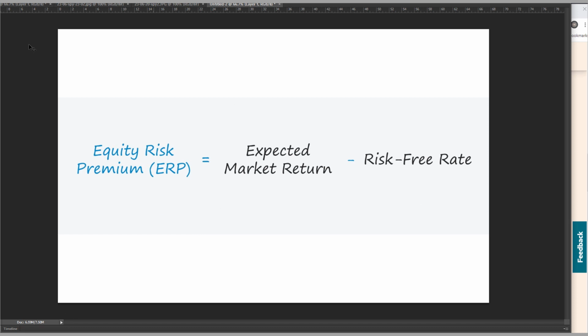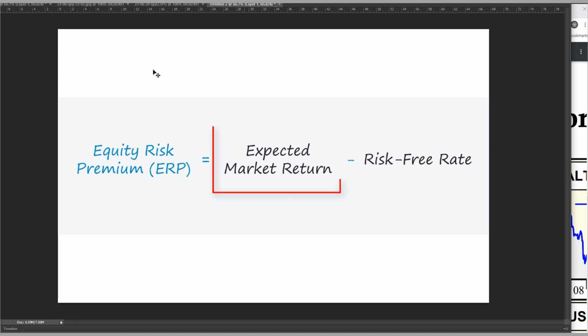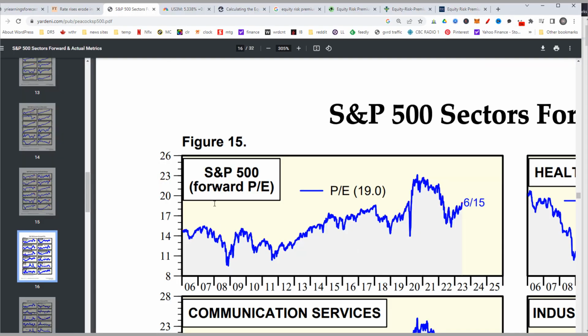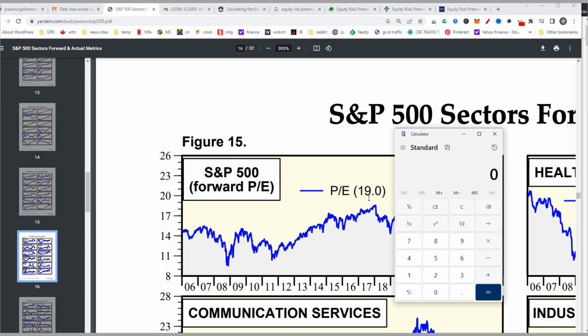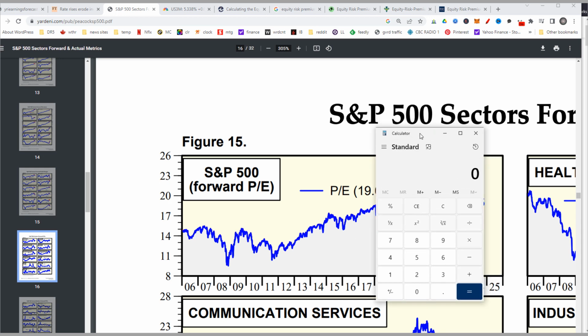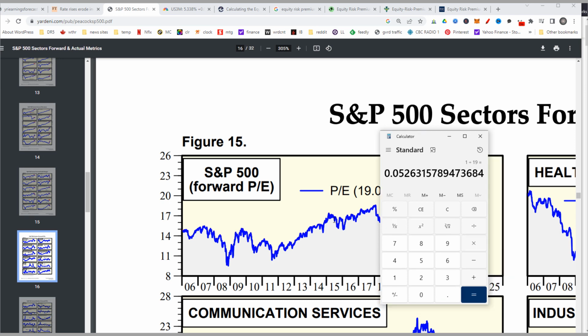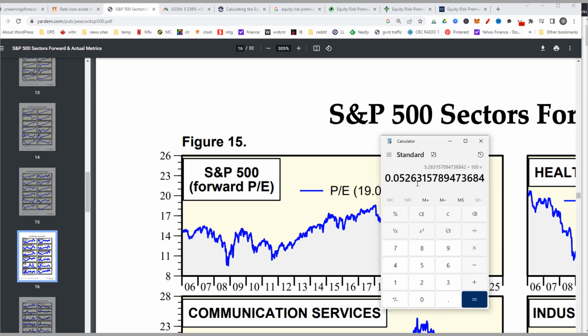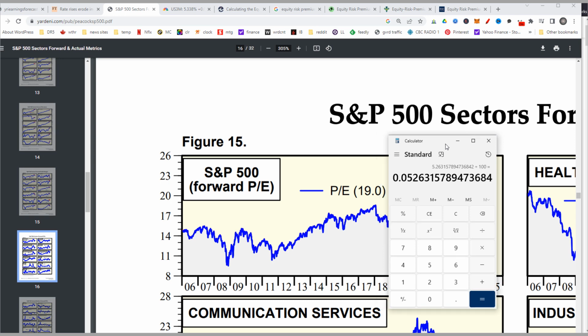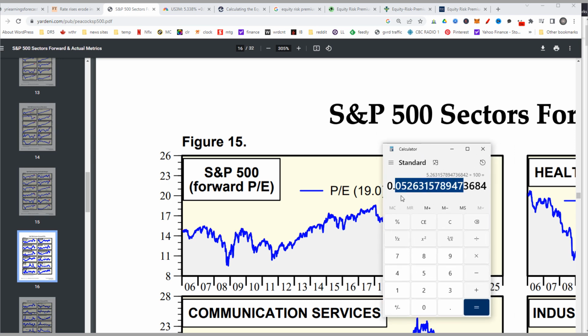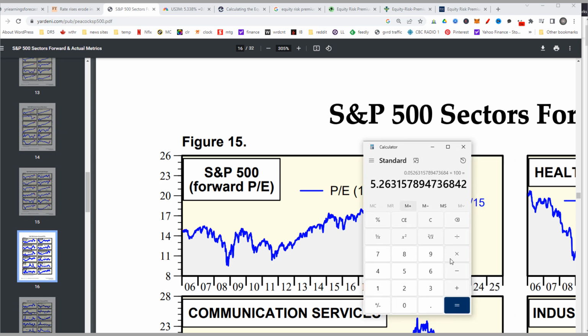So what is the risk premium for the market today? Well, to figure out the expected market return, all we have to do is take the inverse of the PE ratio. So I'm going to be using the forward PE ratio of the S&P 500 sourced from Yardeni's website. And as of right now, the forward PE is 19. So I'm going to take the inverse of that, which is 1 divided by 19. And that gives me about 5.3%. And that is the expected yield or return of the stock market over the next 12 months. And you can times that by 100 to get the percentage.